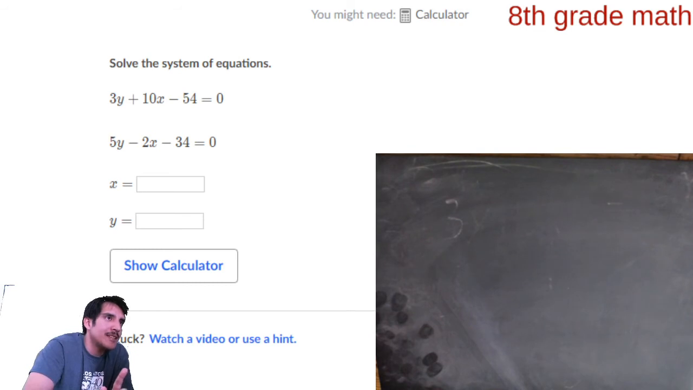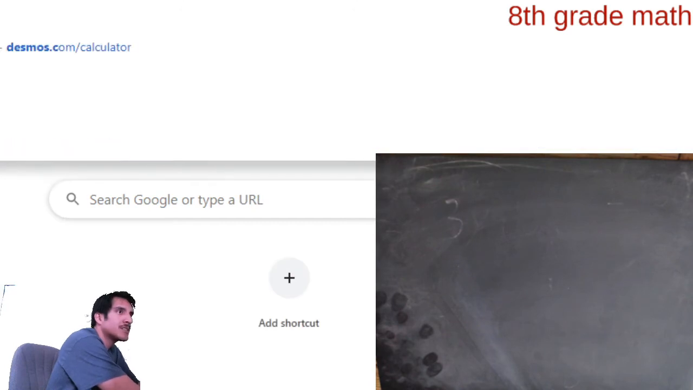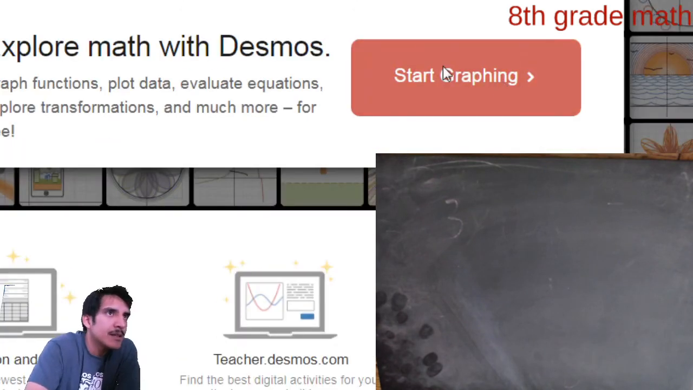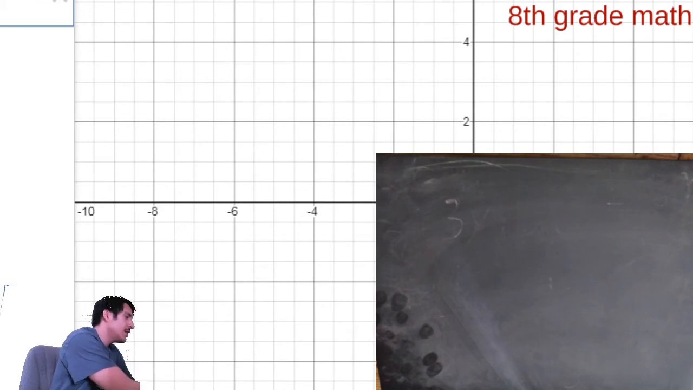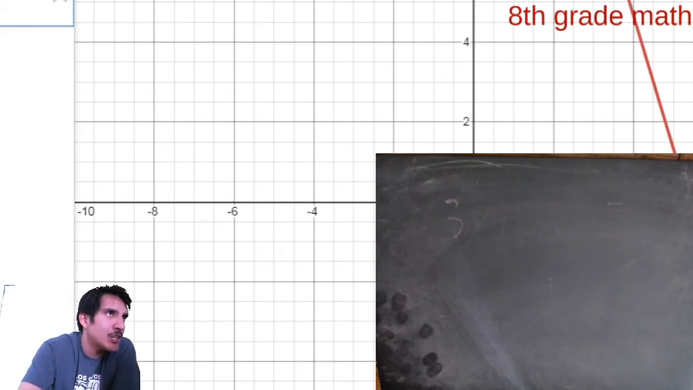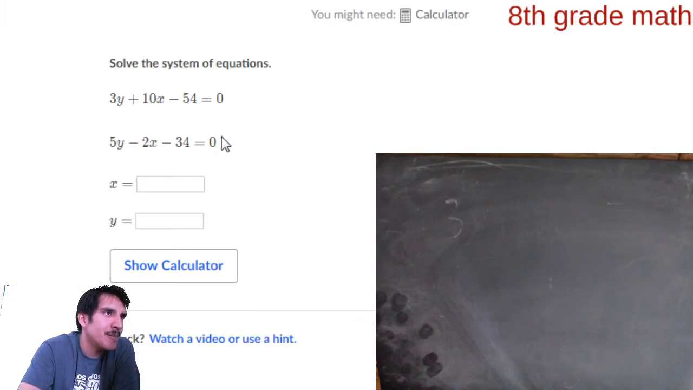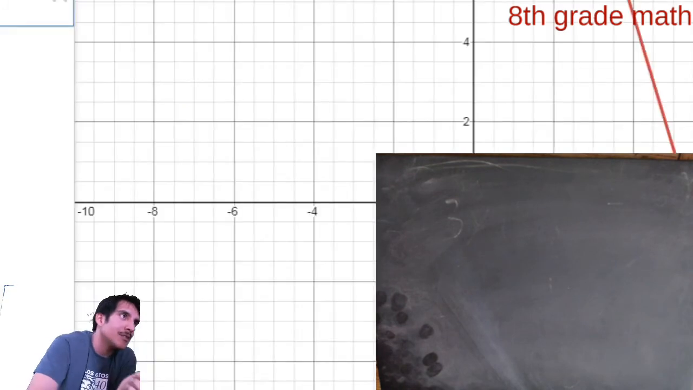But let's do this. Let's go to desmos.com and type in both these equations, all right? So desmos.com, and then we're going to do 3y plus 10x minus 54 equals 0. If you type in that equation, that's not even in standard form, it's almost in standard form. But you see how if you type in that equation exactly, it'll graph it automatically for you. That's kind of cool. Let's do the second one. 5y minus 2x minus 34 equals 0.